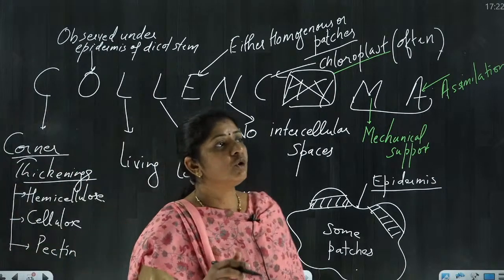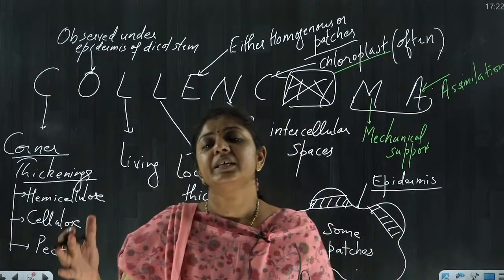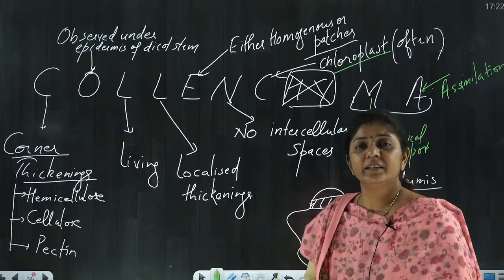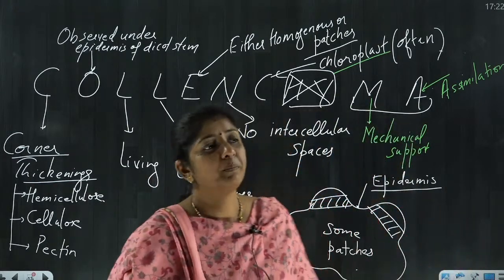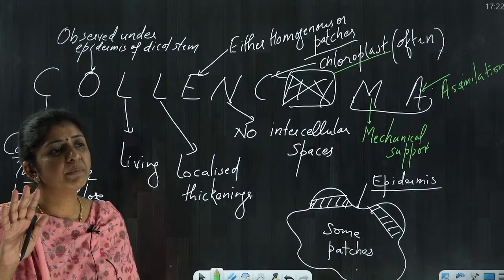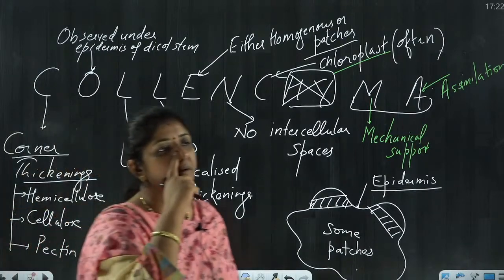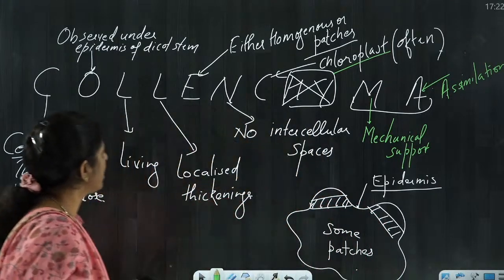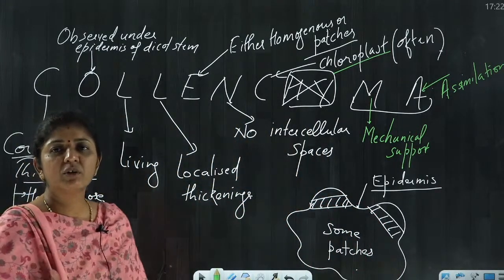Okay, so you need not learn the big lines here, right? So these lines can be put in a shortcut like this. Are you getting that? Have you understood that part? Okay, A for assimilation, M for mechanical support, fine, that only. Very nice. So this is about the characters of the Collenchyma.